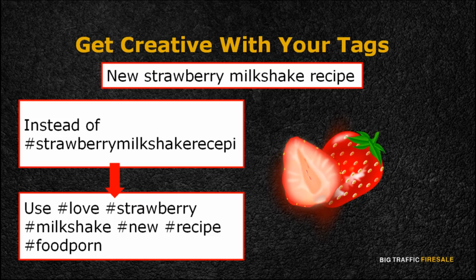So instead of #strawberrymilkshakerecipe typed without spaces, try individual hashtags for each word, like #love, #strawberry, #milkshake, #new, #recipe, #foodporn. That way, your hashtag will span across differing word searches instead of one full sentence. It'll be easier for users to find your posts this way.